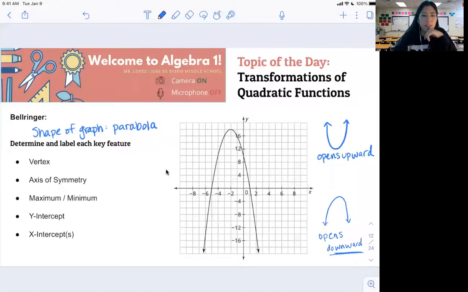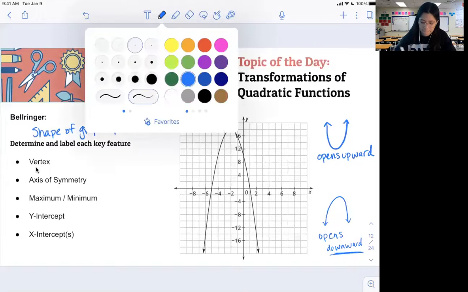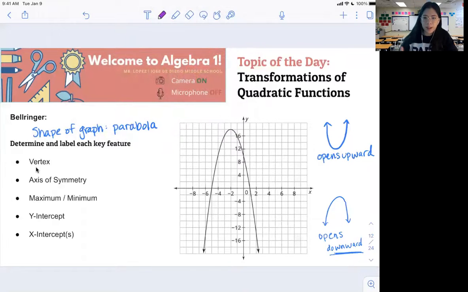Other key words. So vertex, where is the vertex on this graph? Good, Guillermo. -2, 17, all the way up here. There's my vertex. So it's at -2, 17. And as a reminder, the vertex is the point where the function turns, like it kind of changes direction.